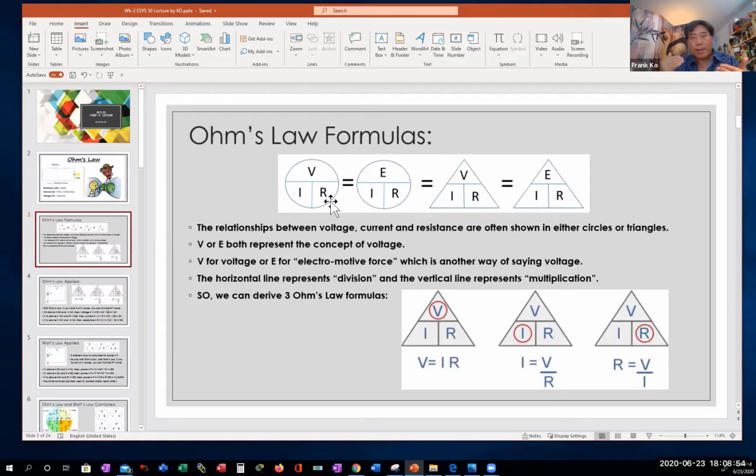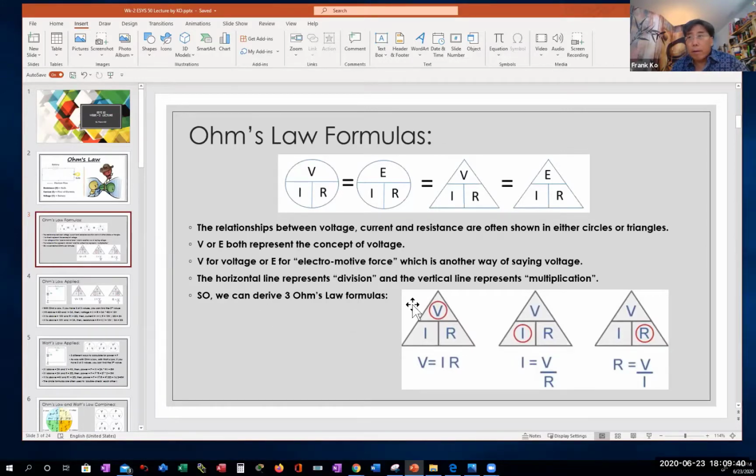What is this thing about V and E? It turns out that V and E both represent voltage. You'll find in certain textbooks, some authors will use V for voltage, and some authors will use E. E stands for electromotive force, which you should recall as being an alternate definition for voltage. There were three definitions for voltage: the pressure to move electricity through a circuit, electromotive force, as well as the difference of charge between two points, or the difference of potential between two points. So E and V are used interchangeably for voltage.